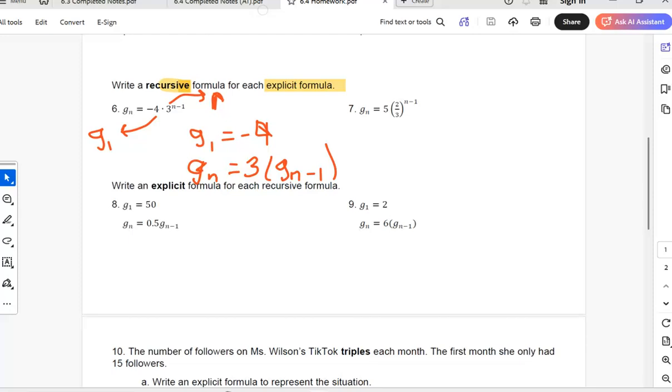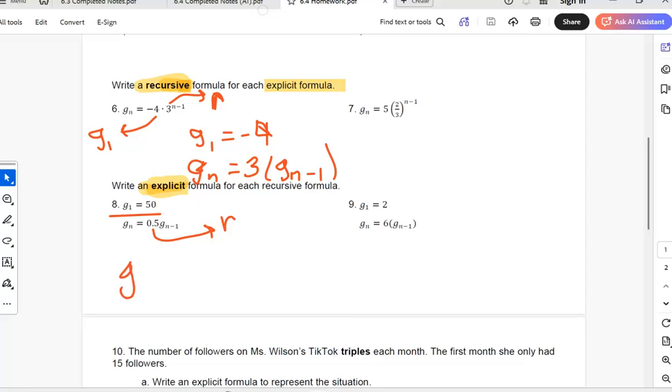On the next question, number 8, we're writing an explicit formula. So your answer is going to be an explicit formula. That means there's one line. It gave you the recursive, but we're writing it in the explicit formula. If it asks for explicit, you need one line. If it asks for recursive, you need 2. Going back here, it already tells you your first term. It straight up tells you the first term is 50, and then whatever we're multiplying by is our ratio.